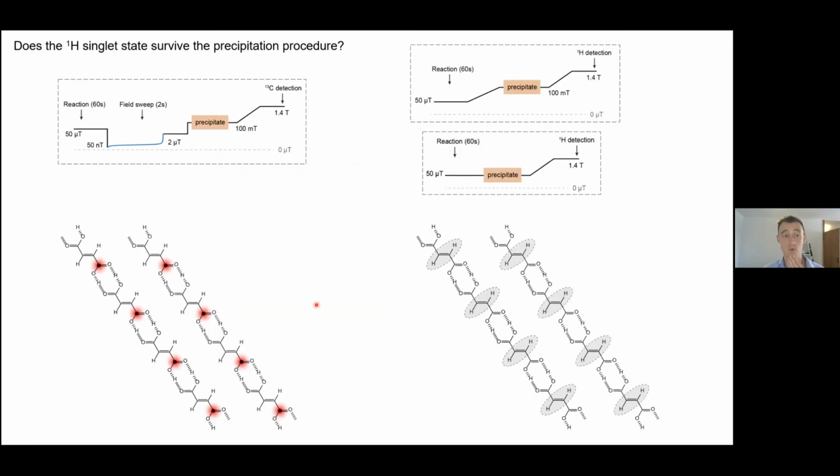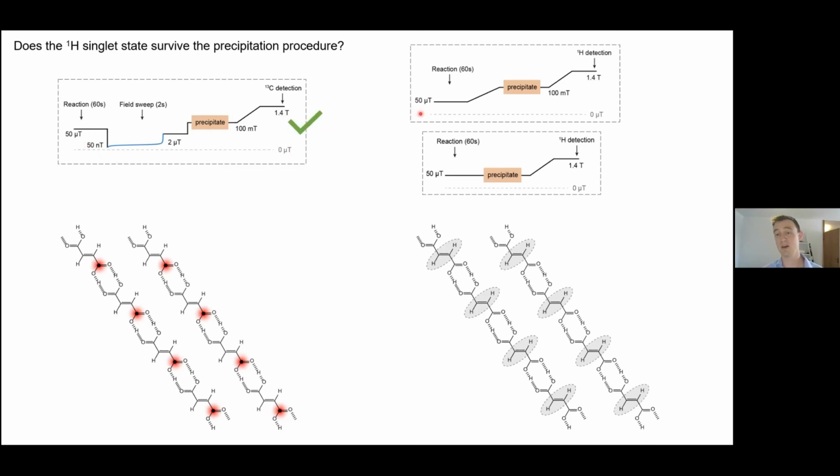And then the next question is whether the proton singlet state survives the precipitation procedure. So here I can just show what we've been doing. We use our field sweep to polarize the carbon-13, and then we perform the precipitation at 100 millitesla, and then we go and detect it. And that works. A little tick there, that's great.